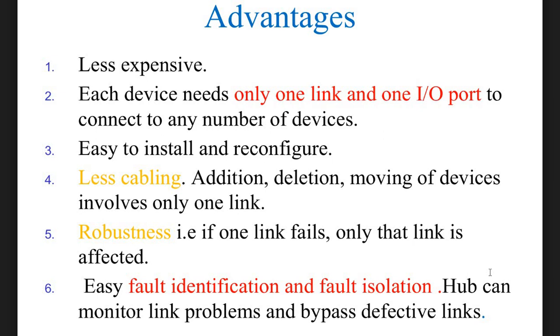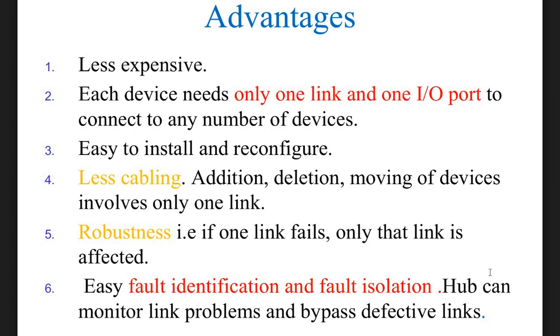Less cabling, and robustness. Why is it robust? Because if one device is not working, it doesn't matter to all the other devices, they will function properly. However, what if the central hub itself is not working, then the whole system is gone, right? Anyway, that doesn't come under the advantages. Robustness is that if one link fails, no issues, we can still continue the networking system.